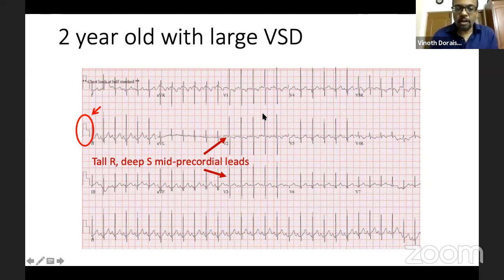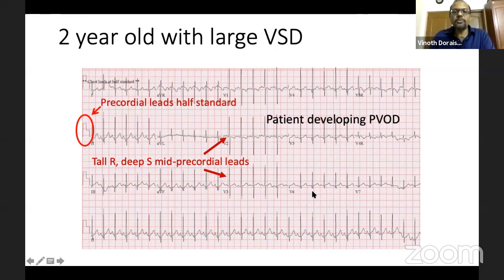This is actually not very good for the patient, because we know that a patient with a large VSD should have left atrial and left ventricular enlargement. But this patient is also having right ventricular enlargement. And normally in a VSD, the R waves in V1 should not be prominent, and you should have more prominent R waves in V6. And there's also an absence of a Q wave.